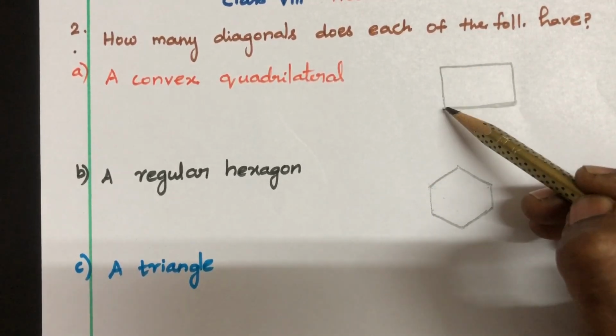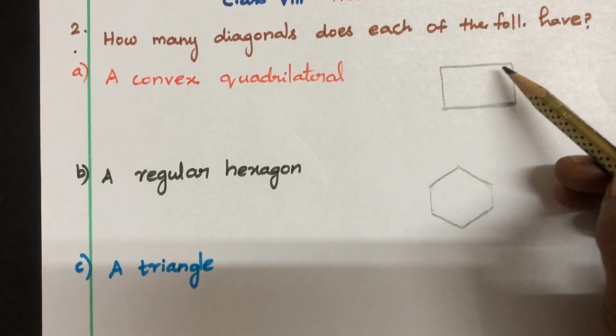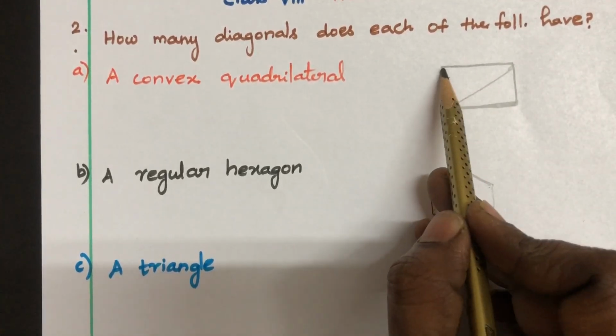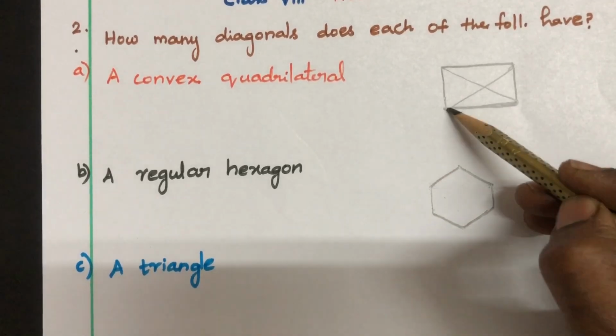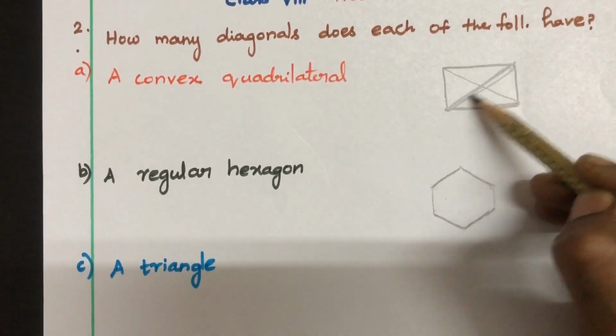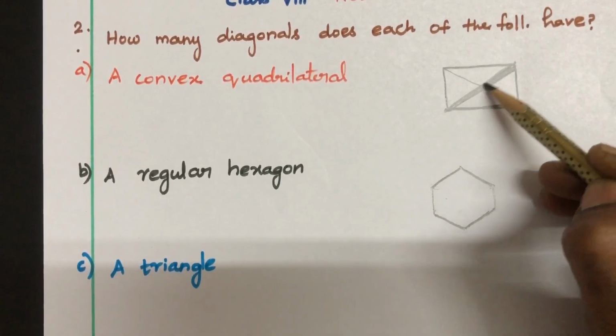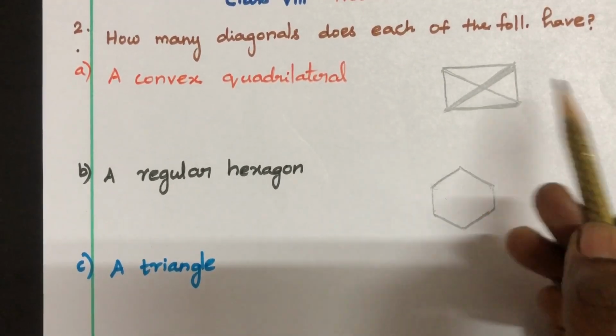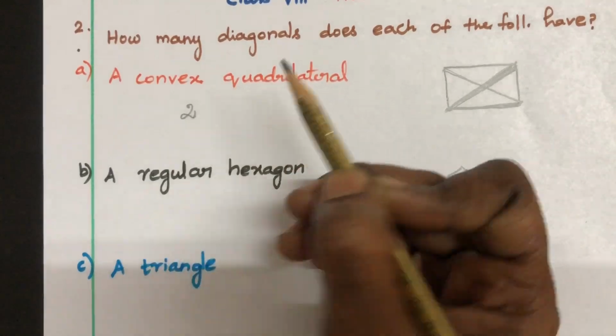See, diagonals always lie upon two non-consecutive vertices. So this is one diagonal and this is another diagonal. These two corners, right? This is one diagonal and this is another diagonal. Two diagonals. For this, two diagonals are possible.